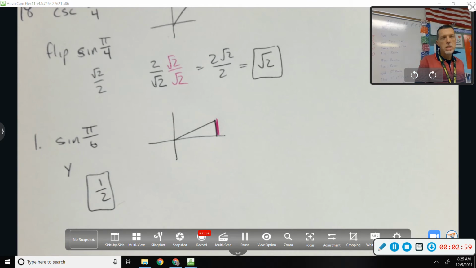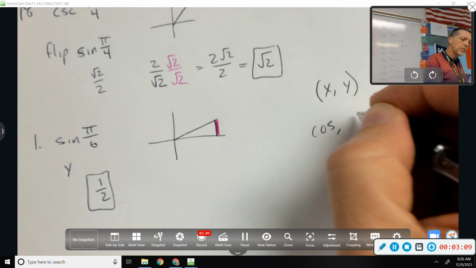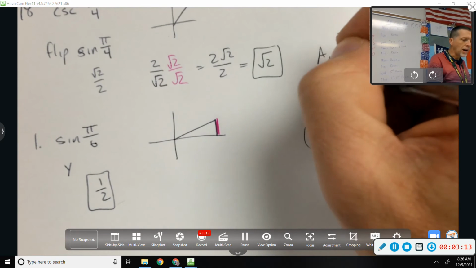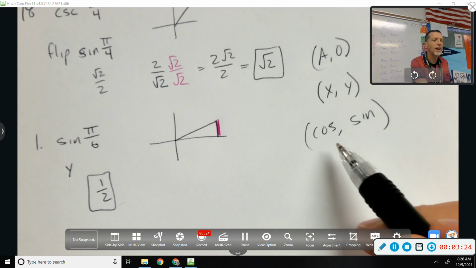So if sine is the y-axis, then cosine is the x-axis? Yep. X comma y, cosine comma sine. Adjacent comma opposite if you want to think back to SOHCAHTOA type words. And all three of those are alphabetical. That helps you keep them in order. A comes before O, X comes before Y, C comes before S.